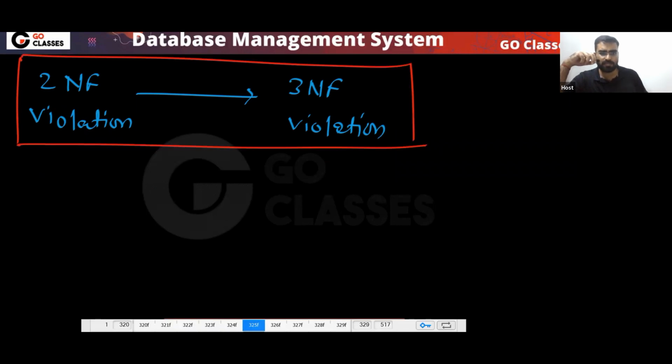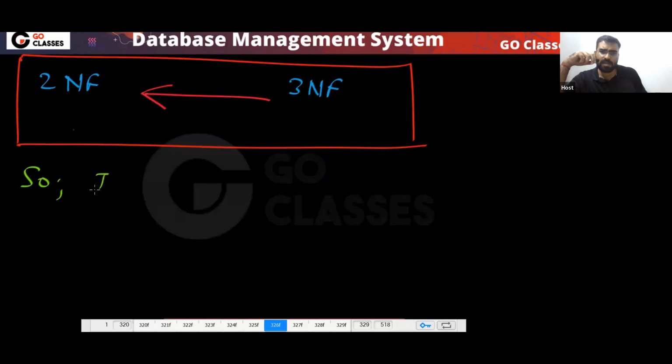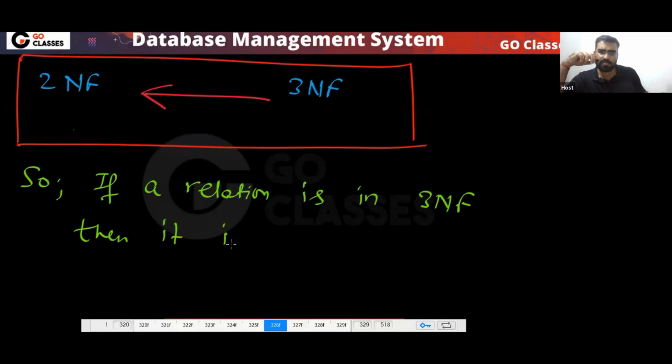What is the contrapositive? The contrapositive: if you are in 3NF, there is no 3NF violation, then there is no 2NF violation. So I can say that if a relation is in 3NF, then it is in 2NF also. Is this clear? Okay, so this is the idea.